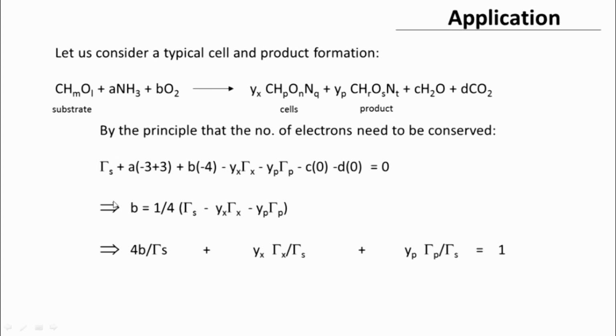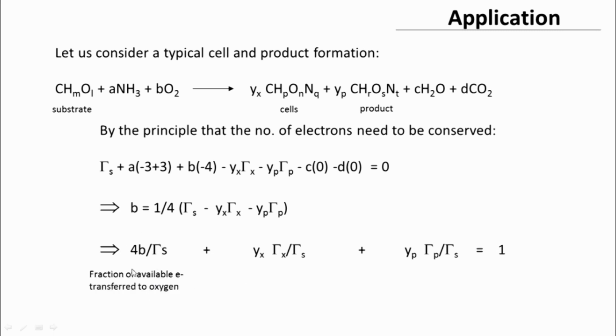So you could write this as, multiply again, 4B by gamma S plus Yx gamma x by gamma S plus Yp gamma p by gamma S, right? What we are doing is, we have multiplied this by 4 and then we are dividing throughout by gamma S. So 4B by gamma S plus Yx gamma x by gamma S plus Yp gamma p by gamma S, that equals 1. Okay, this is a powerful expression.